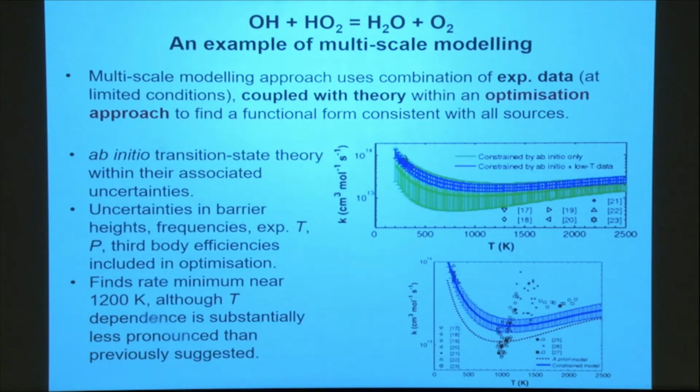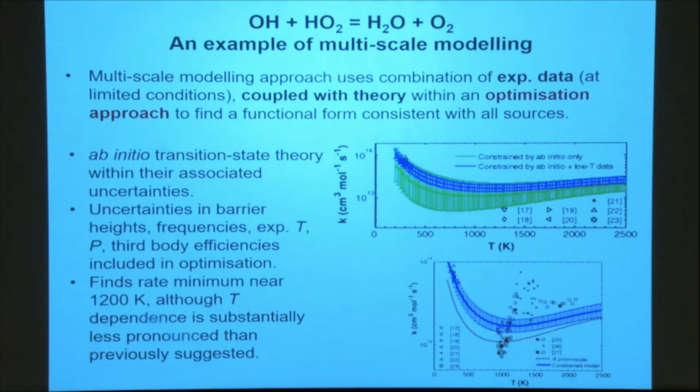And so the blue shaded region here is showing what the system looks like when you constrain the theoretical model using the low temperature data. As you can see, basically the well isn't there, even when we predict all the way up to high temperatures. It does find a minimum rate near 1200 K, although this is quite a lot less pronounced than the experimental data suggests. So on this plot, we've got the whole temperature range.